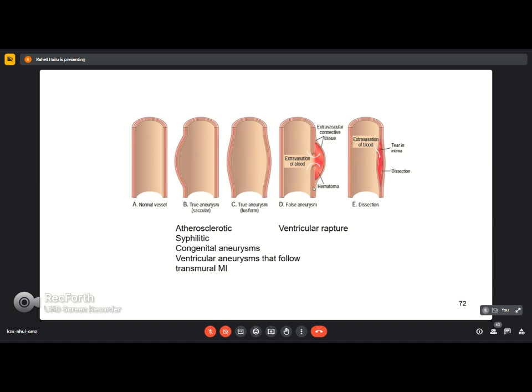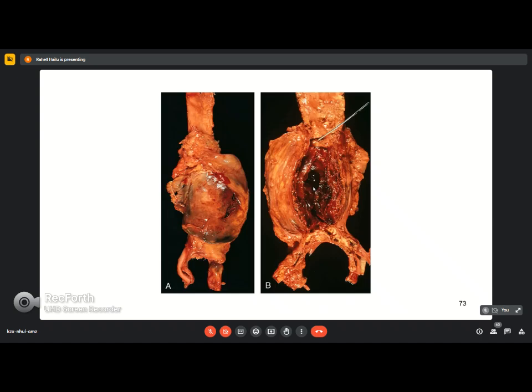So aneurysms can be classified depending on what caused them. They can be atherosclerotic, as I'm discussing, due to ischemia of a big wall that needs to be supplied, or syphilitic, due to damage of the vessels in the adventitia, which could result in aneurysms. You can have congenital aneurysms, and ventricular aneurysms that follow a transmural MI. I will tell you how that occurs.